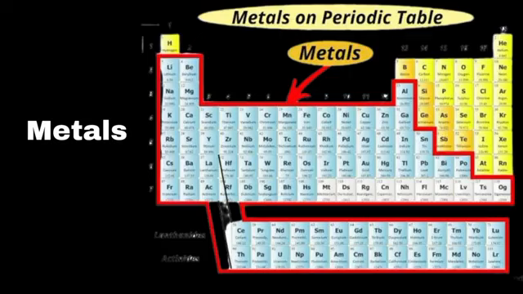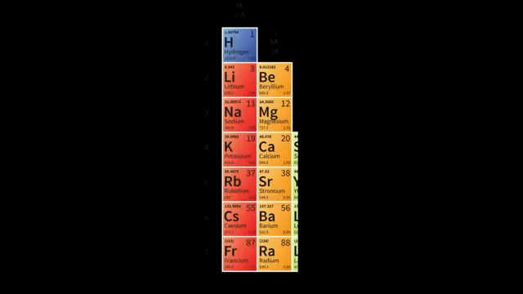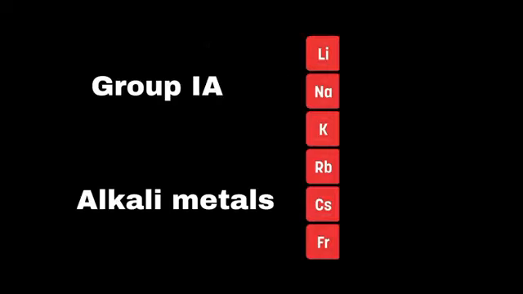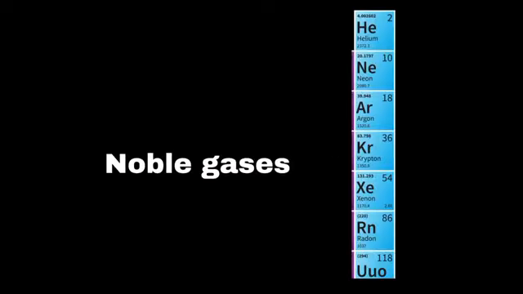Metals are present at the left side of the periodic table, and nonmetals are at the extreme right side, and metalloids are highlighted in a separate line. All the elements having similar properties are placed in the same group. For example, Group 1 contains the alkali metals, which are highly reactive, while Group 18 consists of noble gases.